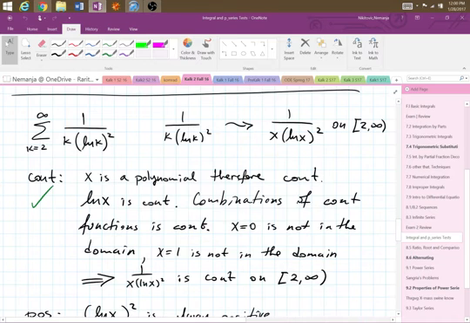And x cannot be 0 because we are starting at x equals 2, so it can't be 0, and ln x can't be 0 either. So, boom. The whole thing is continuous on the domain, and the domain is 2 to infinity.